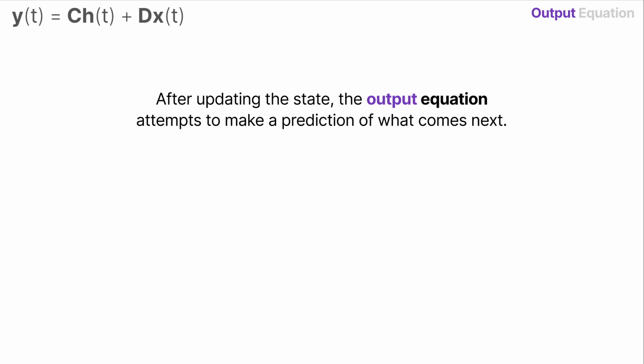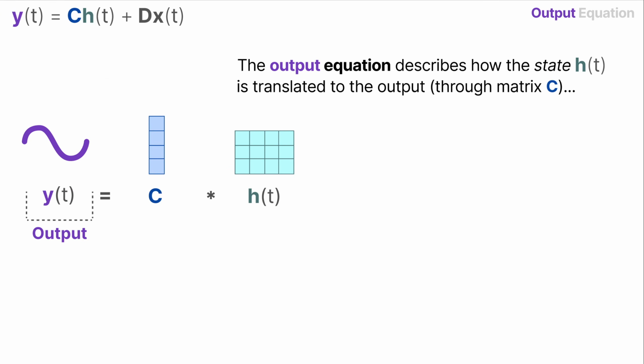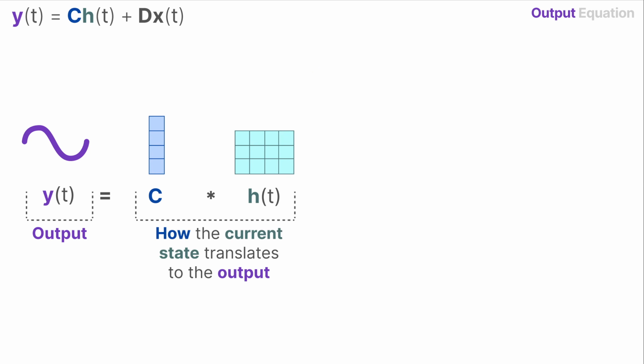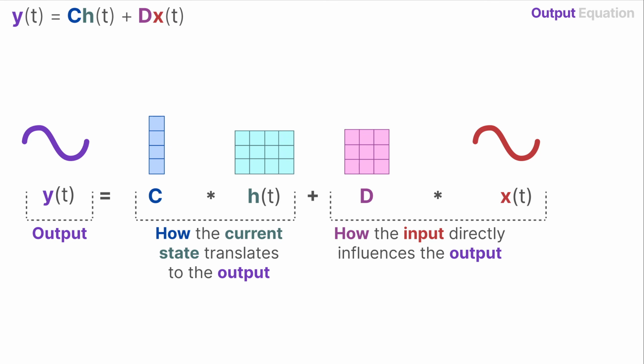After updating the state, the output equation attempts to make a prediction of what comes next. The output equation describes how the state, h of t, is translated to the output through matrix C, which is how the current state translates to the output. And how the input x of t influences the output through a matrix D, which is how the input directly influences the output.